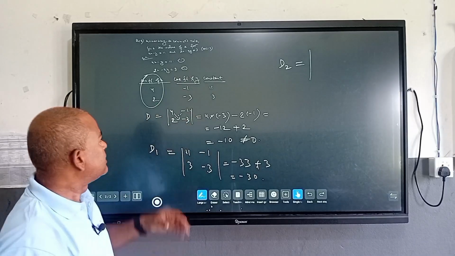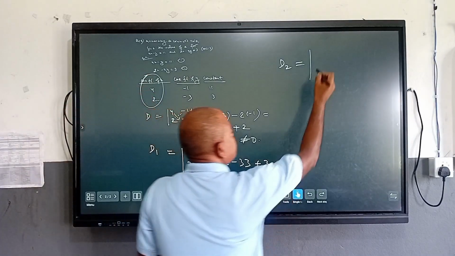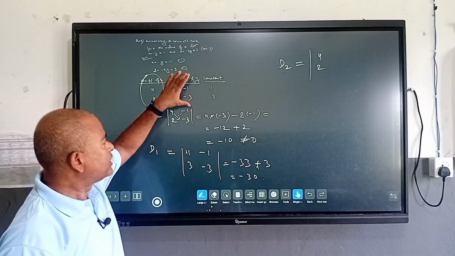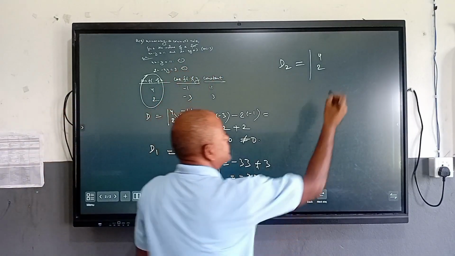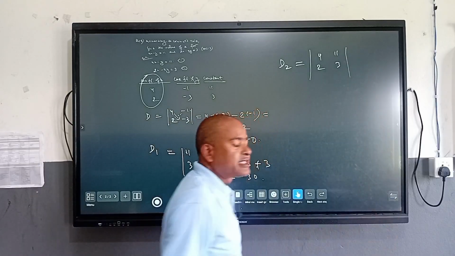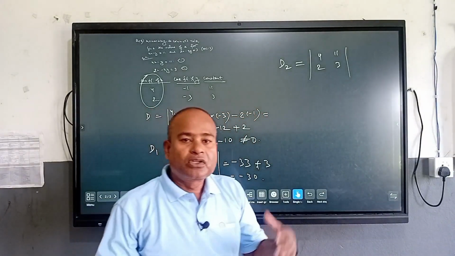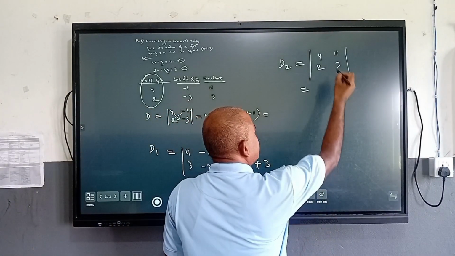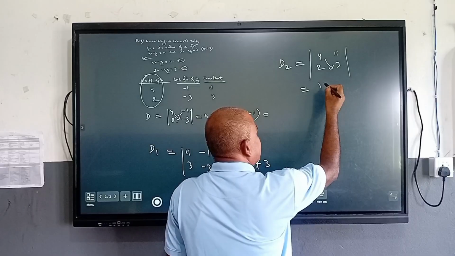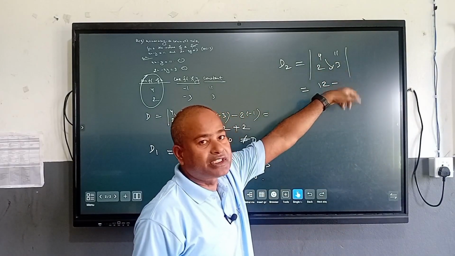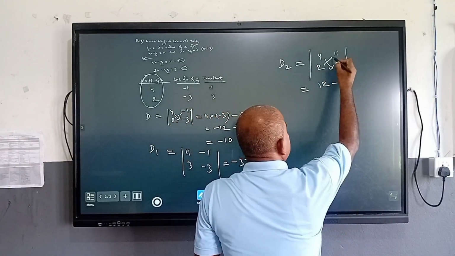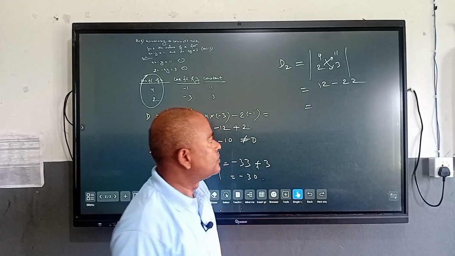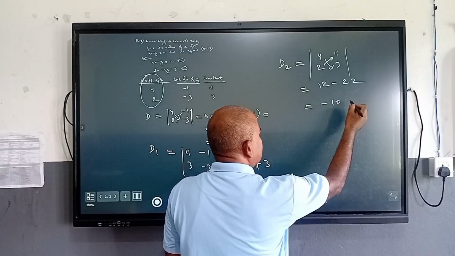To find the value of D2, at first we take coefficient of x, that means 4 2, and the second column we have to delete and replace with constant, 11 3. So D2 is the determinant of coefficient of x and the constant term. Let's find out the value of D2. 4 3s are 12. If you multiply 4 and 3, then we get 12. 11 2s are 22. Now 12 minus 22, we get -10.